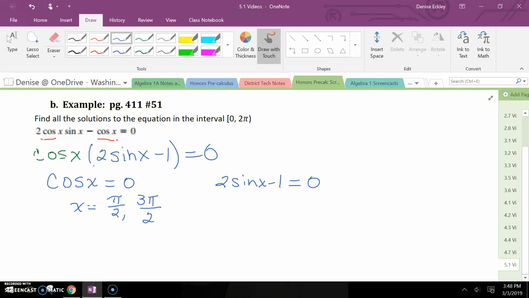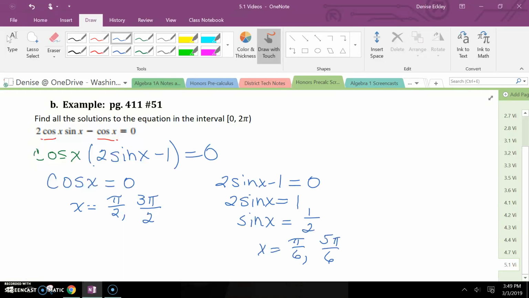Now to get the ones for our other factor, 2 sine x minus 1 equals 0, we'll have to solve this for sine x. So we will add the 1 and then divide by 2. So now we're looking in our interval of 0 to 2 pi for where the sine value is 1/2. What angles on the unit circle have a sine value of positive 1/2? So that is going to happen at two places, at 30 degrees or pi over 6, and then in the second quadrant at 150 degrees or 5 pi over 6.